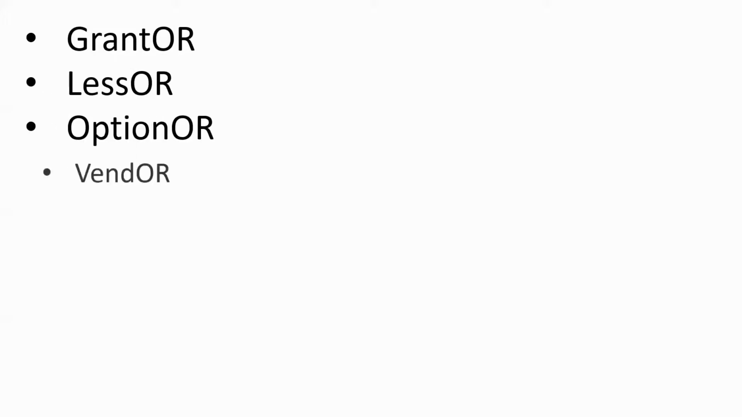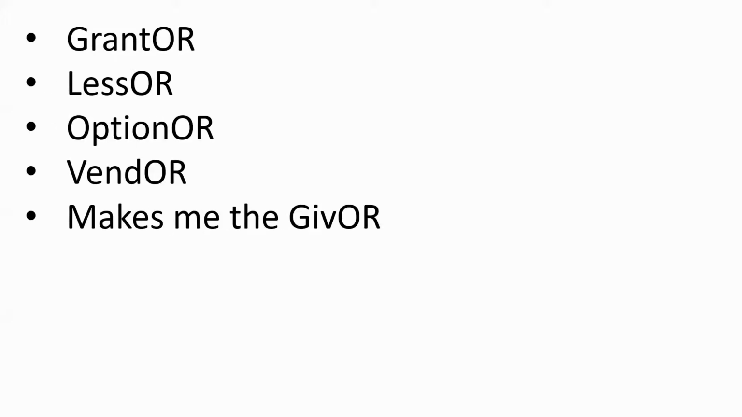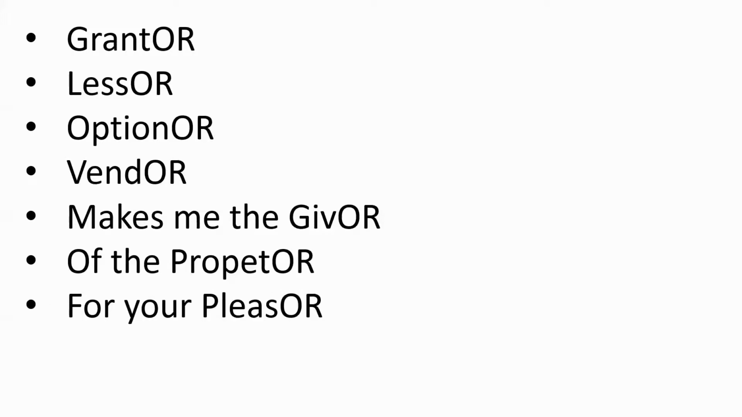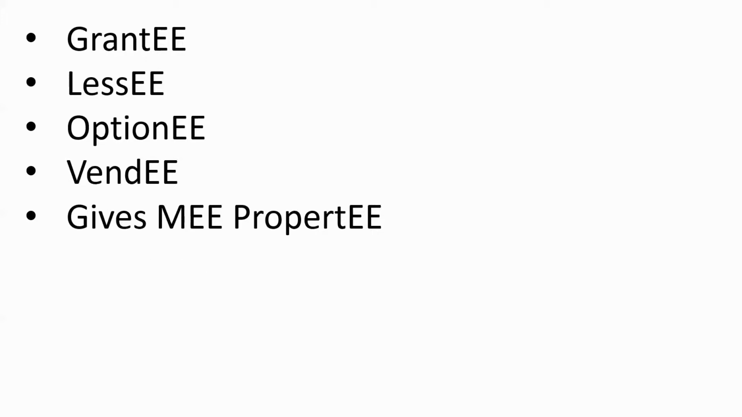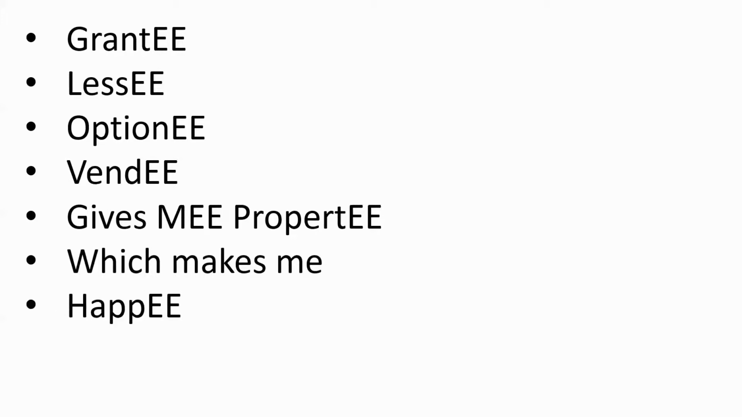Say this to yourself over and over again. Grantor, lessor, optionor, vendor makes me the giver of the property for your pleasure. See, when you see words like give, convey, sell, that is an OR. Now you can say grantee, lessee, optionee, vendee gives me property, which makes me happy. So when you see words like receive, purchase, acquire, then you know it's an EE.